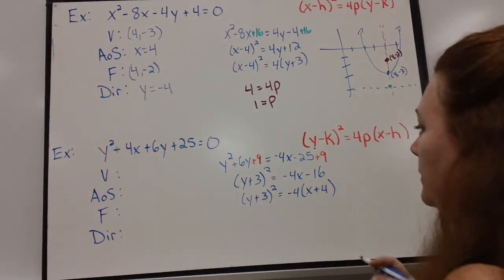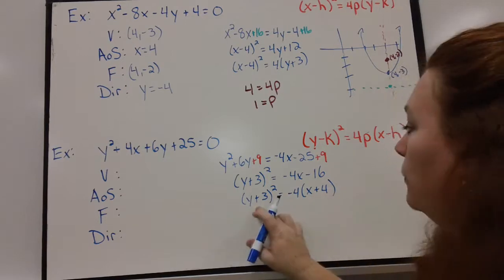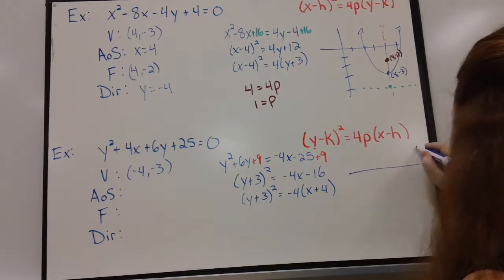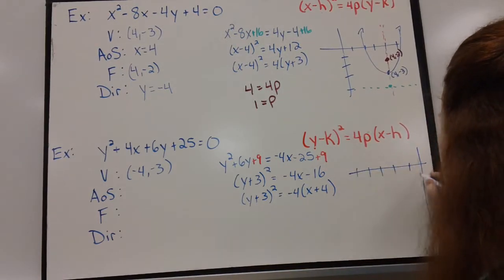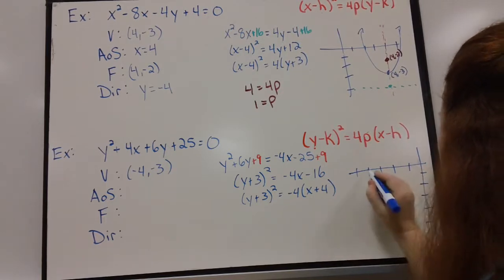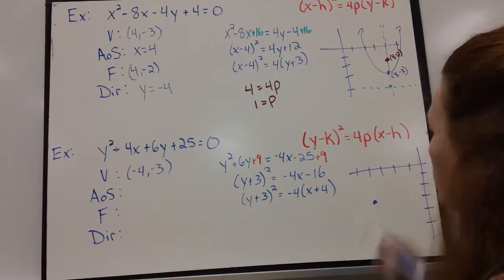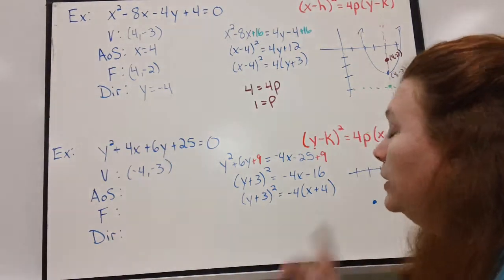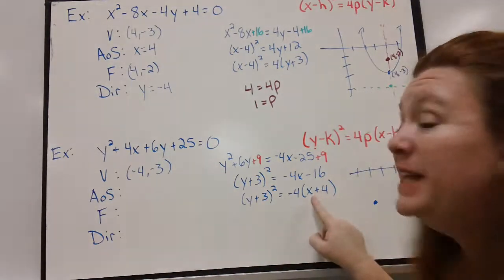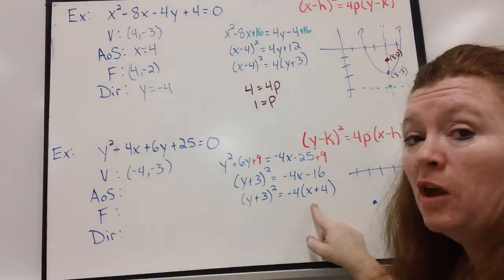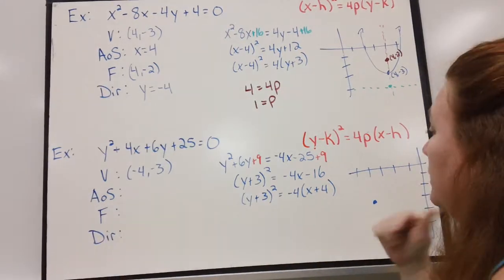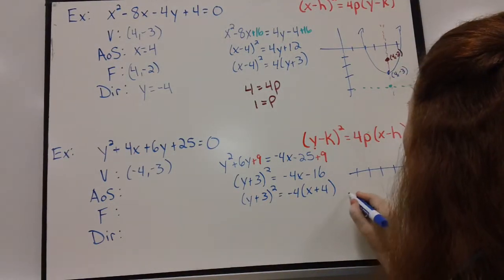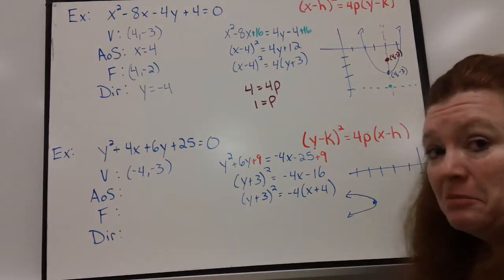Okay, now, the vertex is not so hard. Negative 4, negative 3. Negative 4, negative 3 is somewhere around here. Big $1,000,000 question. Which way does it open? Look at your non-squared term. That would be x. So that means it must open along the x, either left or right. Which way is it? The number in front is negative. So negative means it's going to open to the left.